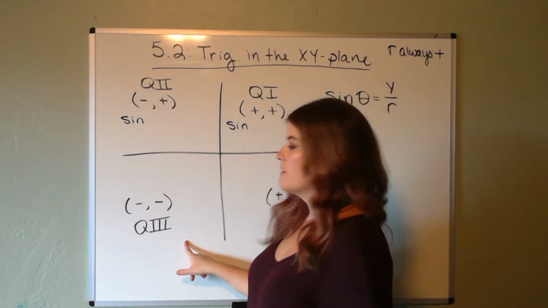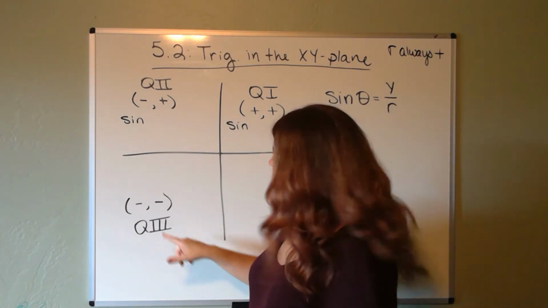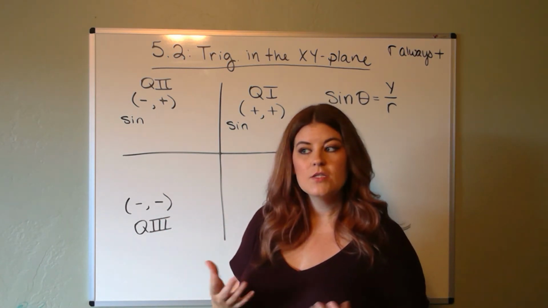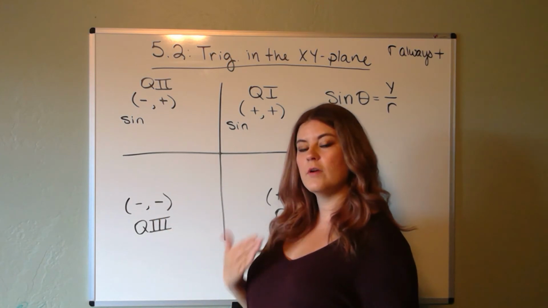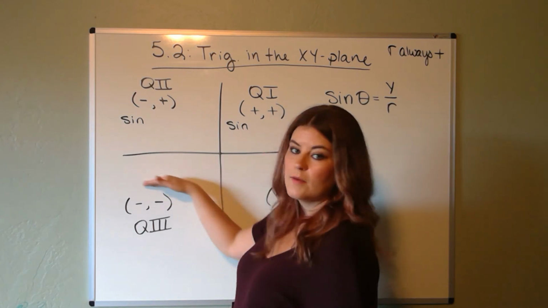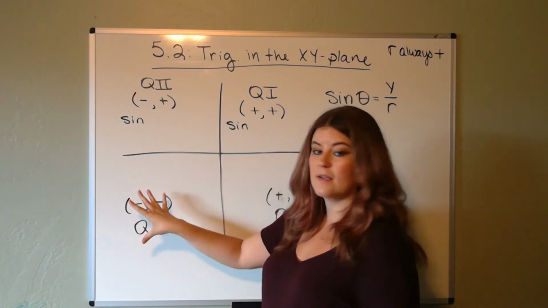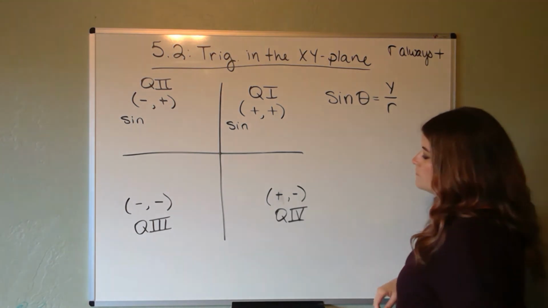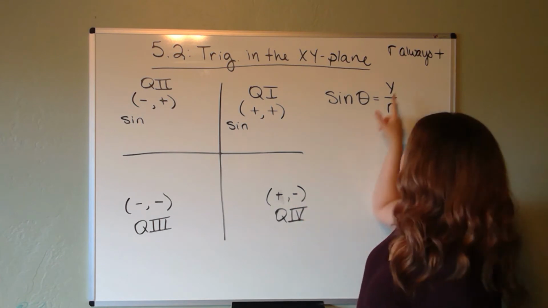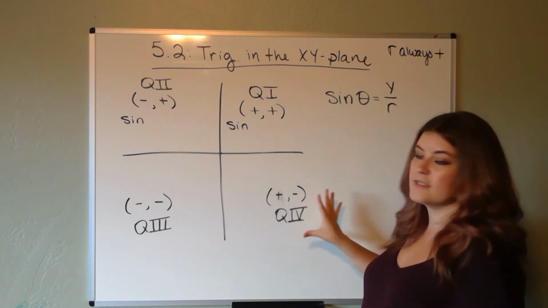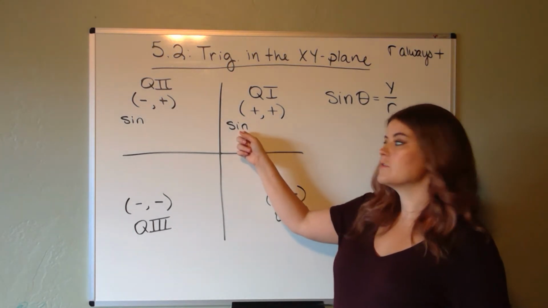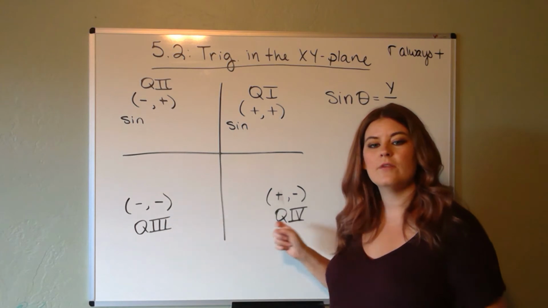Let's look at quadrant 3 though. You guys, y over r. Y is negative in quadrant 3. And remember, r is always positive. So a negative y over a positive r gives us a negative value. So sine is not positive here, so I'm not going to write it down. It's negative here. What is sine in quadrant 4? Look, y is negative again. So negative y over positive r, sine's negative here also. So for sine, it's always positive in quadrant 1 and 2, but it's negative in 3 and 4.